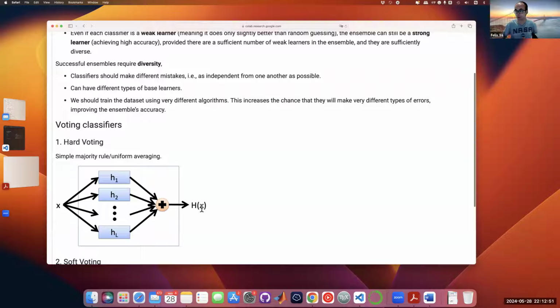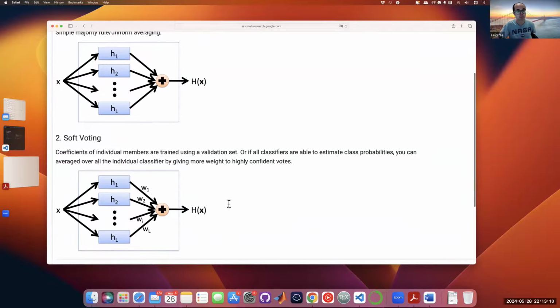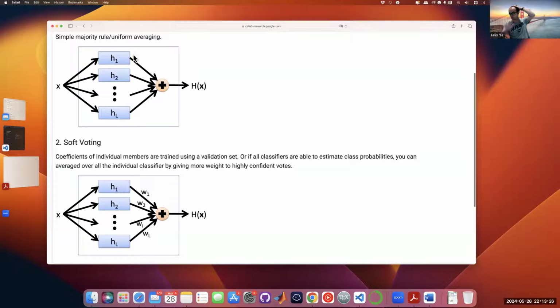If we are working with regression, this will be the uniform averaging of the results from H1 to HL. So you can work with regression at the same time as classification for these kinds of problems. In the meantime, we can work with soft voting. Soft voting is, I'm not going to treat each classifier equally. Right here we are using uniform averaging, so basically we treat each classifier completely equally.